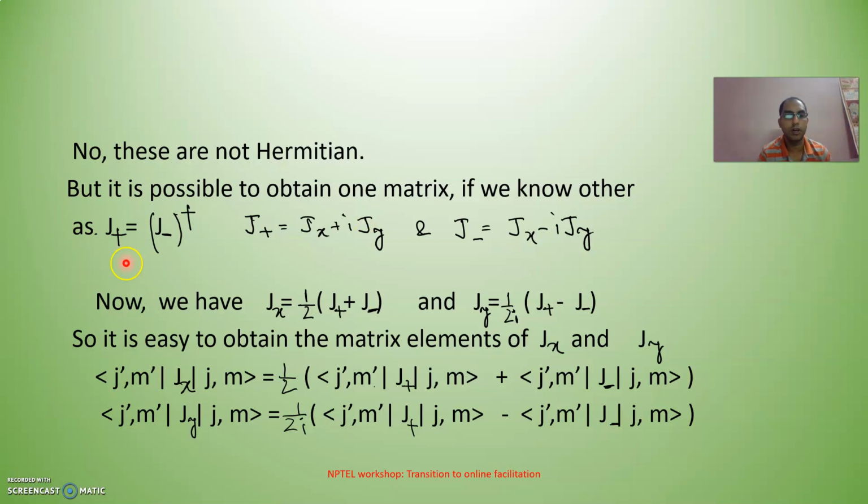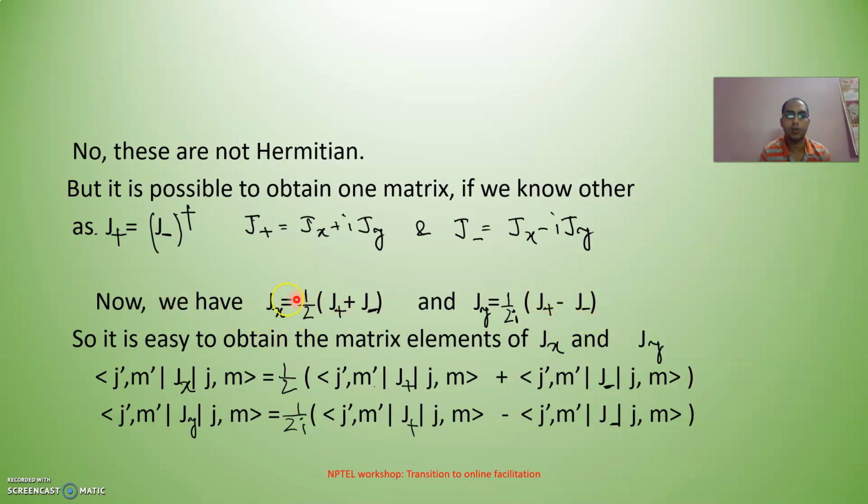So you see, J plus will be J minus dagger and again J minus will be J plus dagger. So if we know one particular matrix element, we can obtain the other. Knowing J minus we can obtain J plus, and knowing J plus we can obtain J minus. Now from the definition of J plus and J minus, Jx is equal to half of J plus plus J minus, and Jy is equal to 1 by 2i times J plus minus J minus.